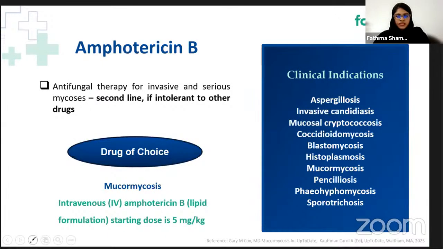So amphotericin B is used for antifungal therapy for invasive, serious mycoses. Consider it a reserved antifungal agent because it's highly nephrotoxic. So it is reserved for very serious invasive infections and is often second line if the patient is intolerant to other primary agents. But here you can see that in mucormycosis, it is the drug of choice. And on the right side, you can see the other clinical indications where it's given as second line, especially in coccidioidomycosis, blastomycosis, invasive candidiasis, and the rest of the infections.